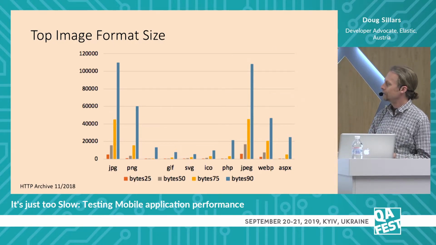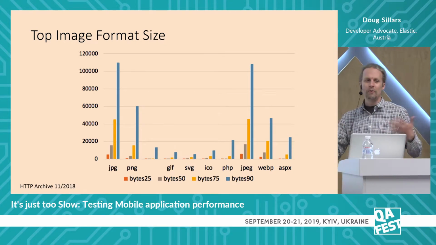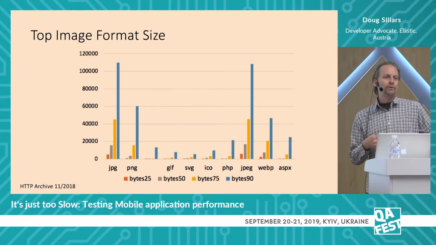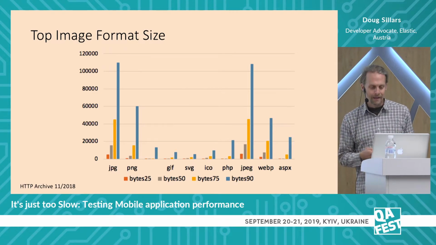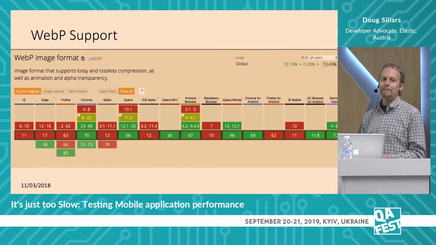This is percentile, so the 50th percentile is in gray in terms of size. JPEGs tend to be big. They're also the most popular, so when someone screws up an image, it's usually a JPEG. On Android, you can serve your images as WebP.